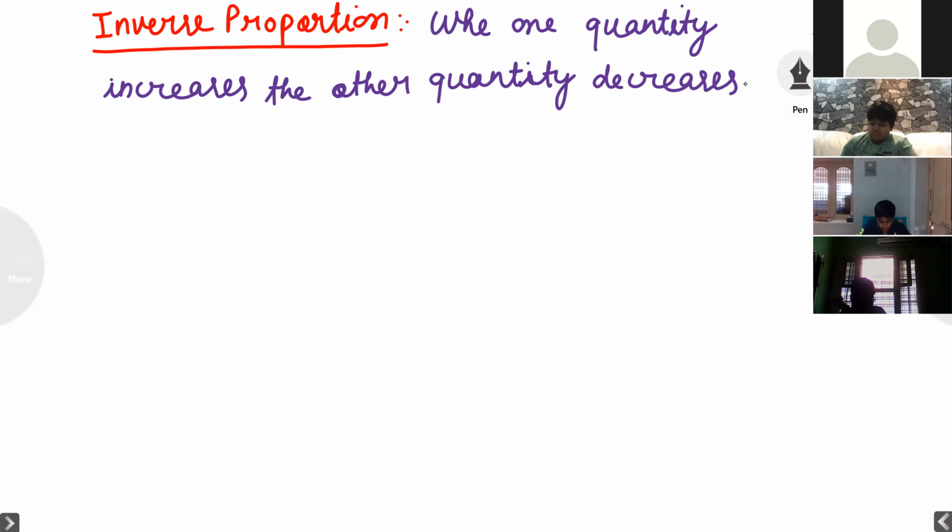Its name itself is inverse. Inverse means opposite. If one quantity increases, the other quantity decreases, or we can say reverse. If one quantity decreases, the other quantity increases. Example, note down.